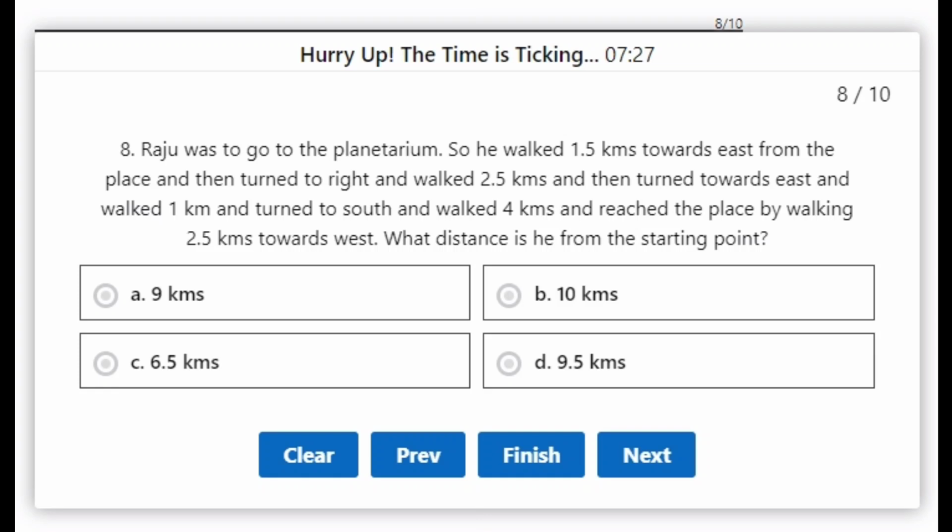What distance is he from the starting point? And the options are option A 9 kilometers, option B 10 kilometers, option C 6.5 kilometers, and option D 9.5 kilometers.